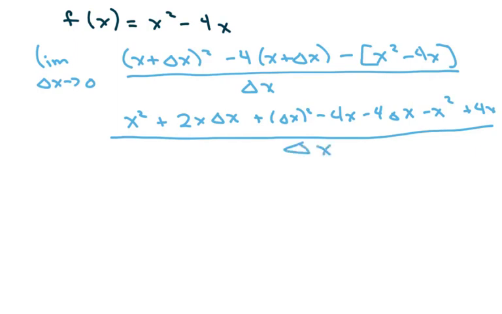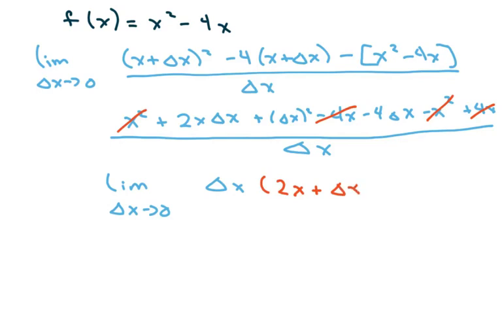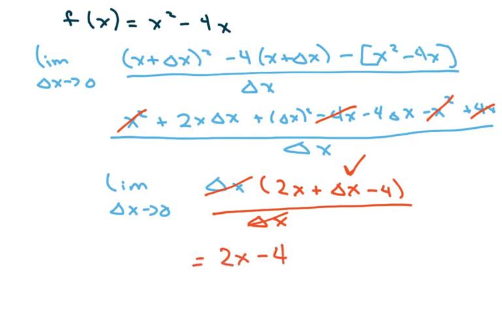And then cleaning that up further, you're going to get the limit as delta x approaches 0. And I'm pulling out a delta x because anything without a delta x cancels out. So I'm pulling out a delta x, and I'm going to get 2x plus delta x minus 4 all over delta x. These two cancel. Plug in the 0 into this one here, and that's going to equal 2x minus 4. And that's all.